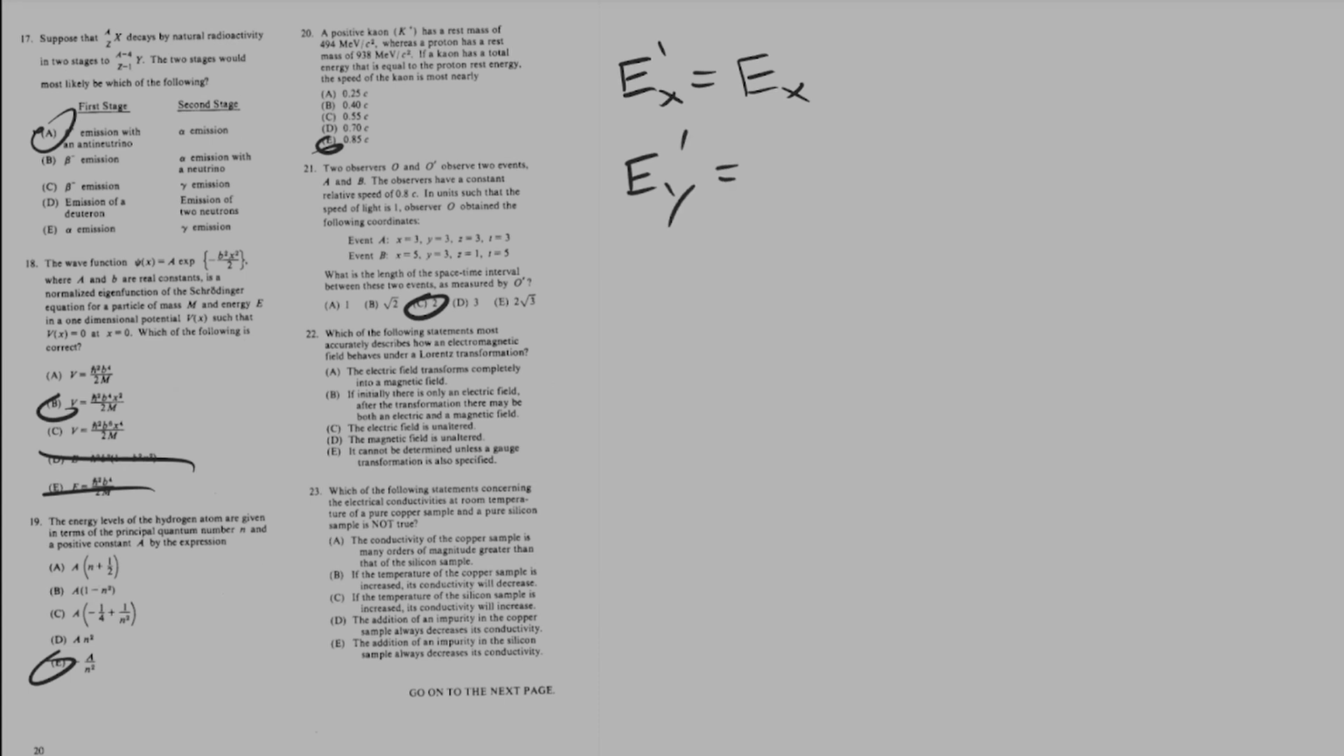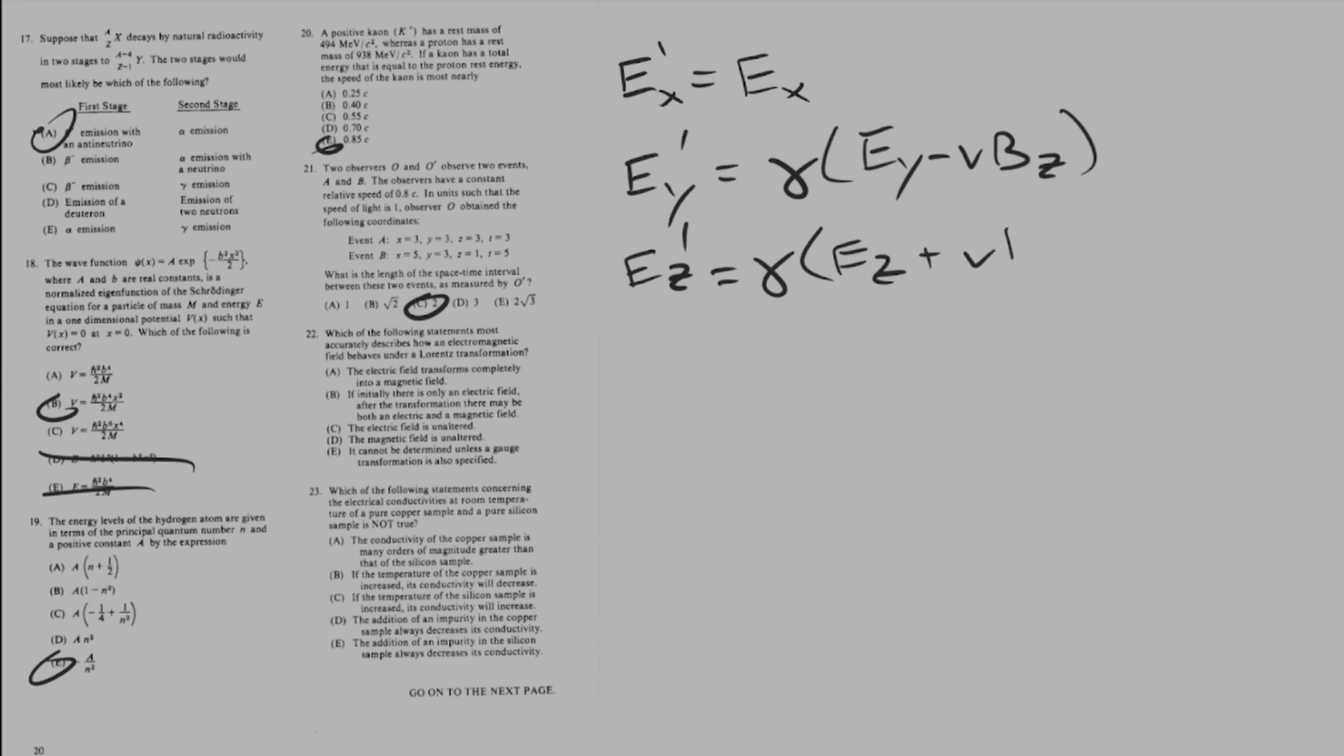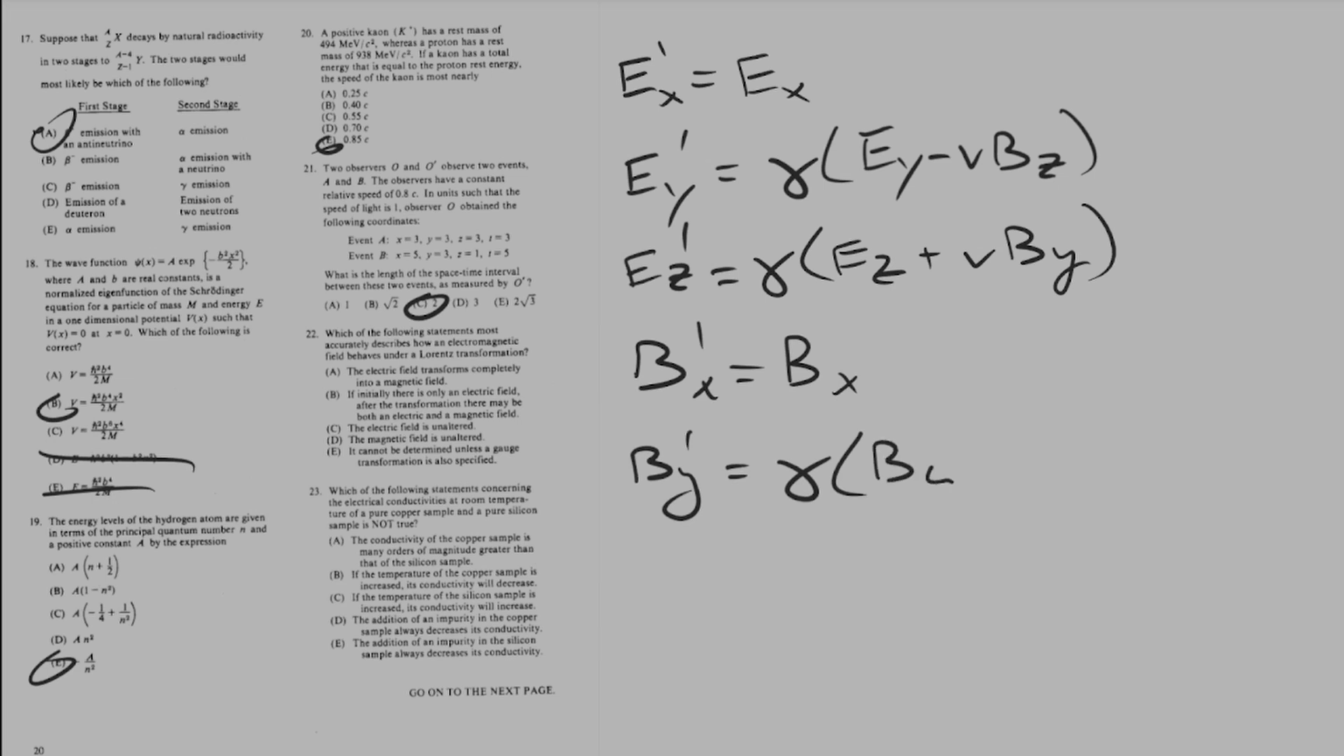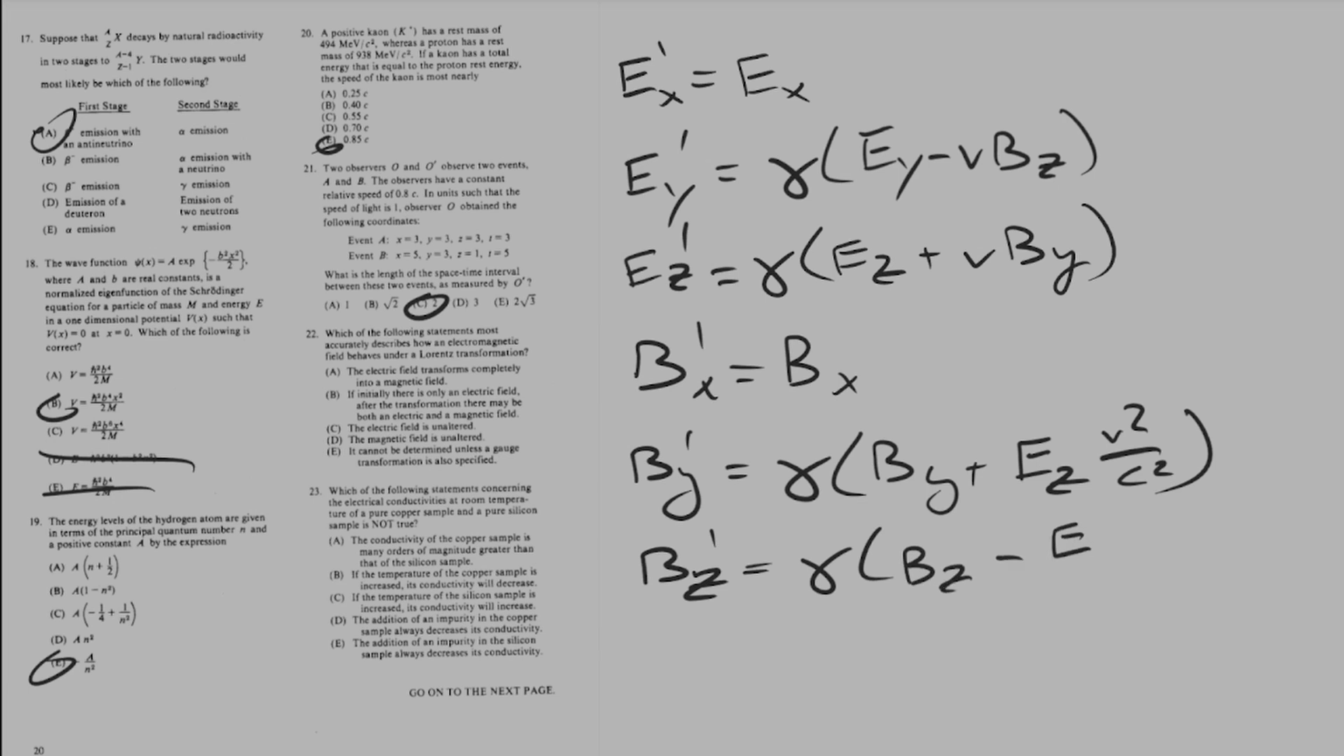The field in the Y is gamma, the Lorentz factor, times that minus the perpendicular magnetic field, and the field in Z is gamma EZ plus the field contribution there. The magnetic field in the X is also just that. The magnetic field in the Y is gamma By plus EZ V squared over C squared, and BZ equals gamma BZ minus EY V over C squared. So looking at those equations, we can see that it will not completely transform because we still have that aspect there.